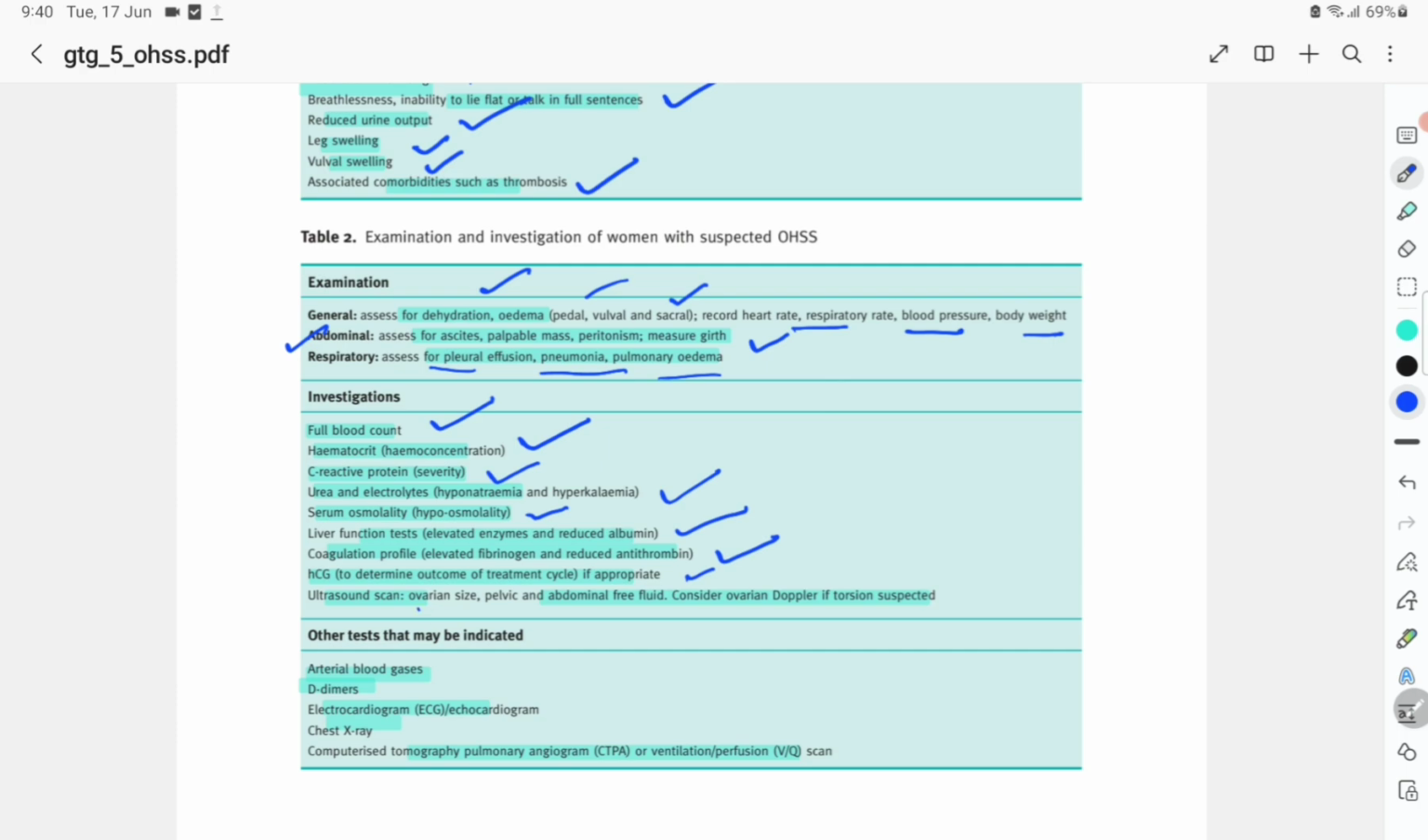Ultrasound scan: you have to look at the size of the ovaries and the pelvic and abdominal fluid, and consider ovarian Doppler if torsion is suspected. Other tests may be indicated, like arterial blood gas, D-dimer, echocardiogram, chest X-ray, and CT venogram, if these conditions are suspected.